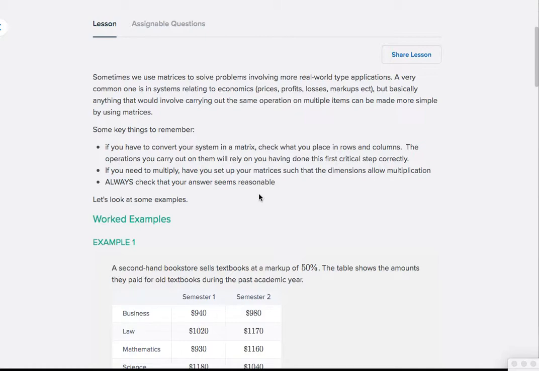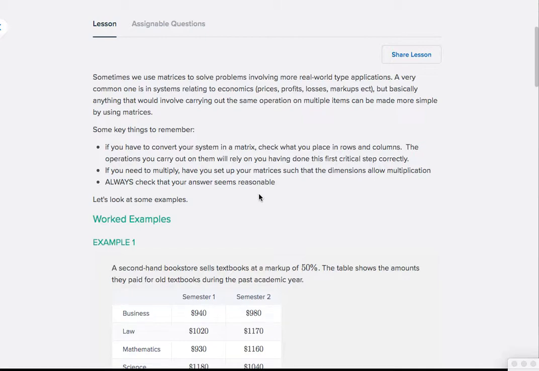But basically anything that you can imagine that would involve carrying out the same sort of operation on multiple things, well, we can use matrices to simplify that. So when we're doing these next activities, there are some important things to remember. If you convert your system into a matrix, check what you place in rows and columns. The operations you carry out on them will rely on you having done this first critical step correctly.